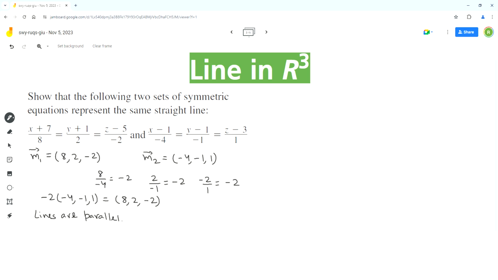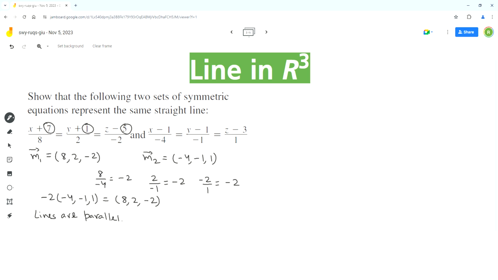Now we have to prove that a point that lies on one of these lines also lies on the other line. So we can use a point that lies on the line on the left side. For that, we have to use the number terms in the numerator of the fractions. So with x, the number is 7. With y, the number is 1. With z, the number is 5.